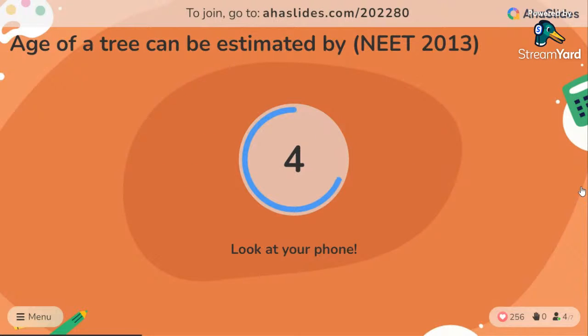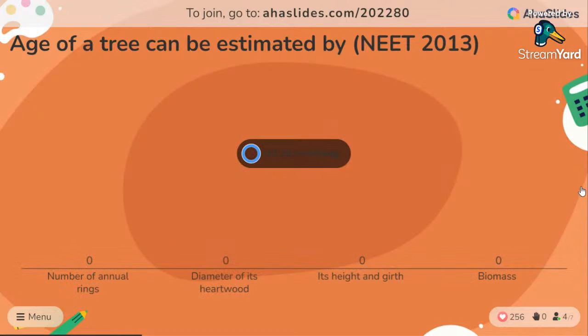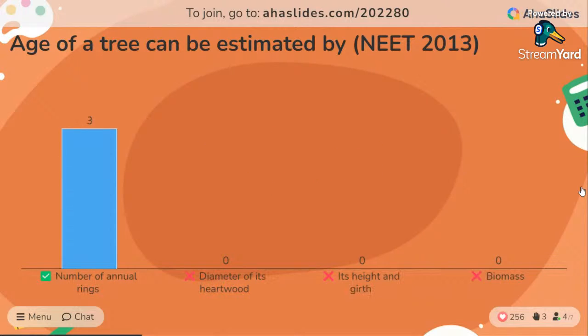Question number 4. Age of a tree can be estimated by, NEET 2013: number of annual rings, diameter of the hardwood, its height and girth, and option number 4, biomass. Today morning we have done this. Age of a tree can be estimated by number of annual rings, diameter of its hardwood, its height and girth, and biomass.